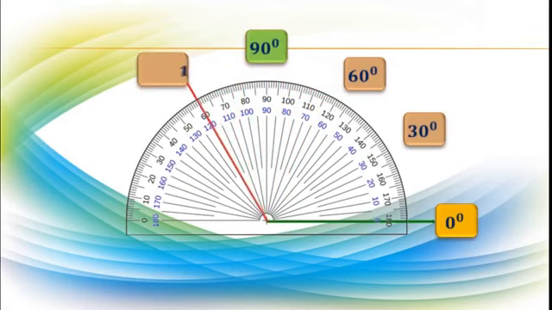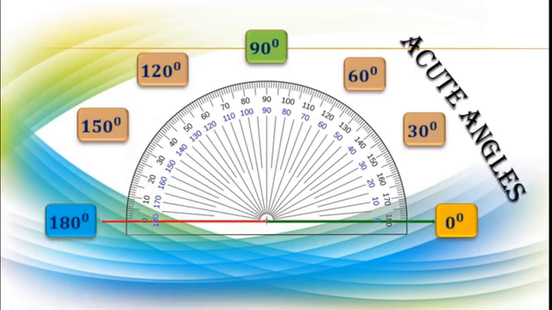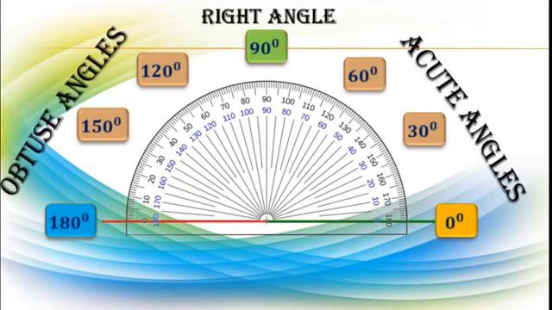Next, this is 120 degree. This is 150 degree. And this is equal to 180 degree. Now see this, up to 90 degree, those are acute angles. If the angle is formed at exactly 90 degree, then it is called a right angle. And from 90 to 180, it is called an obtuse angle. Okay.